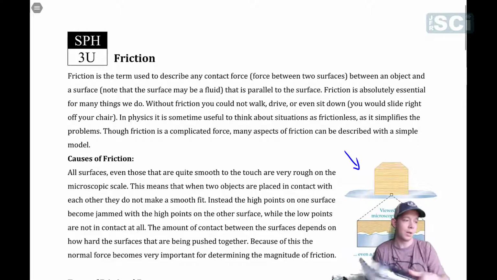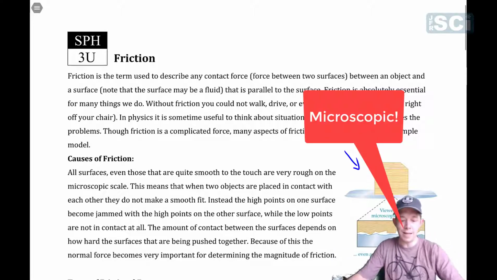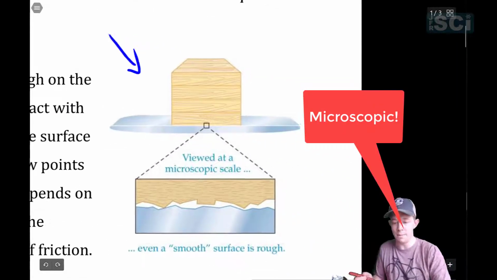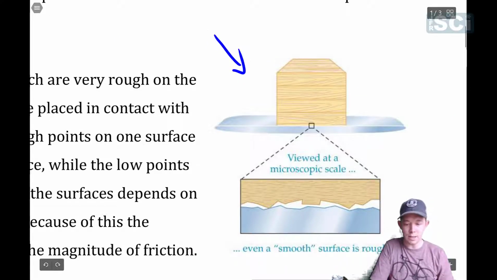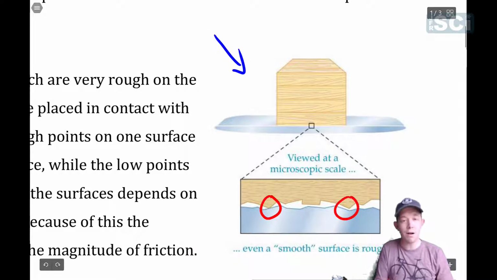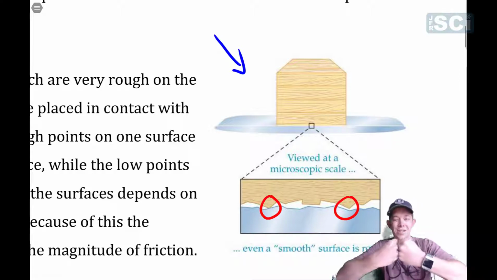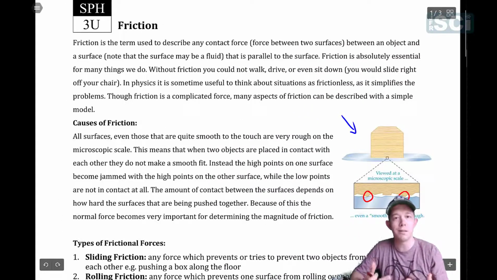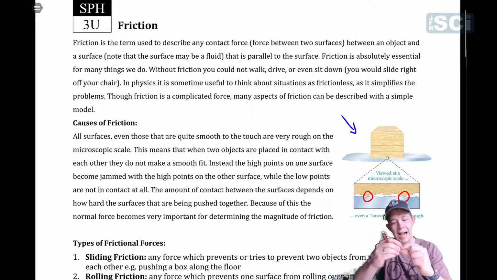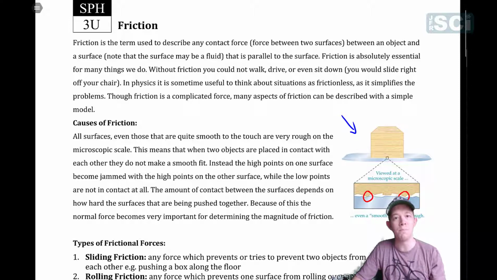So on a macroscopic level, and I'll zoom in on that picture there, you can see that when these two high points of the surfaces make contact with each other, they essentially lock into each other and create a resistive force. And that is what causes our friction. It's the high points of the two surfaces contacting each other and making it harder for the objects to slide.